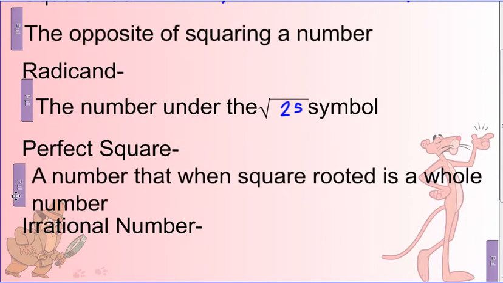Perfect square. The perfect square is a number that if you take the square root of it, you get a whole number, like 25. If I take the square root of 25, you'll find out here shortly, that gives you the answer of 5. Or if I take the square root of 81, I get 9. So these 25 and 81 are considered perfect squares because if I take the square root of it, I get a whole number.